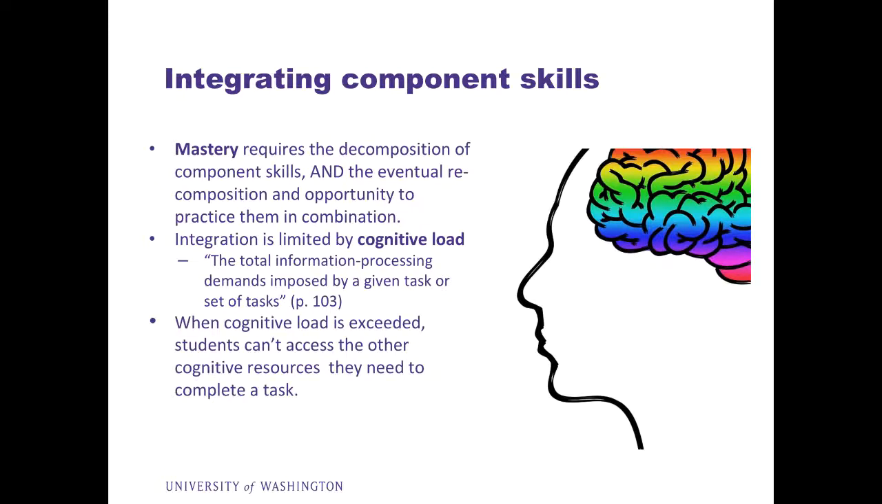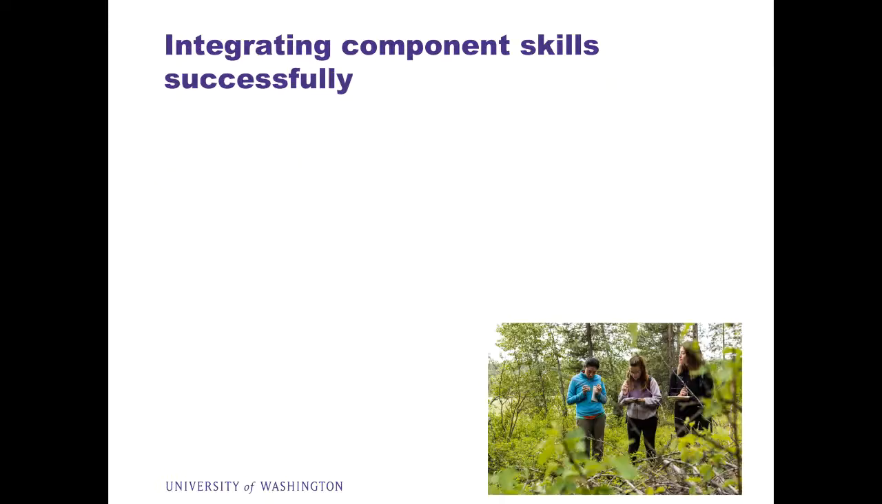When the cognitive load of combining the skills is exceeded, students cannot access the other cognitive resources they need to complete a task and thus will fail. This is why students may sometimes succeed using different tasks in isolation, but then fail when they're asked to practice them in combination with one another. So how do we help students integrate component skills successfully?